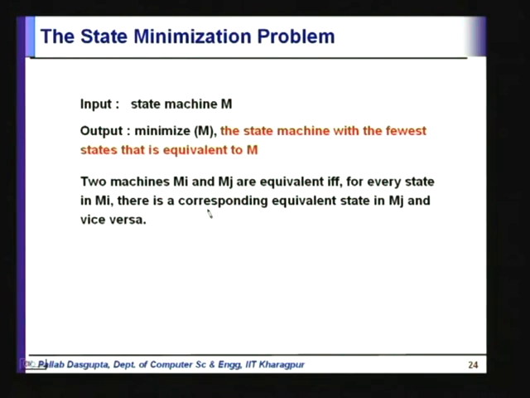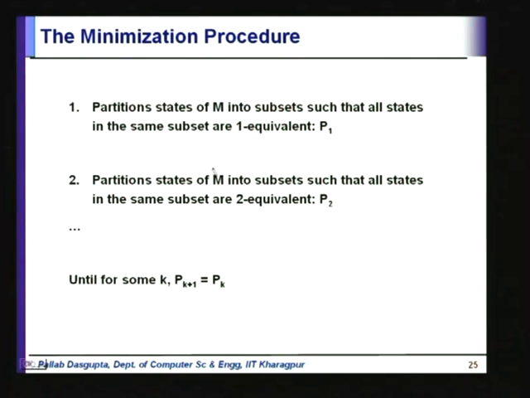So, the state minimization problem is like this: minimize M, that is, find the state machine with the fewest states that is equivalent to M. Okay. So, two state machines MI and MJ are equivalent if for every state in MI there exists a corresponding equivalent state in MJ and vice versa. So, this is the equivalence between state machines. This is the minimization of a single state machine. They are equivalent problems.